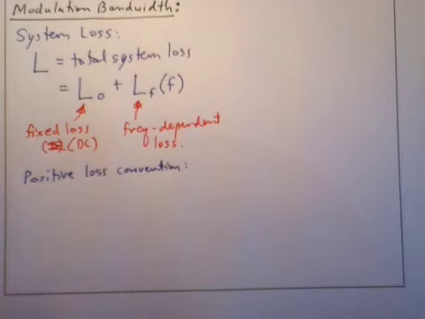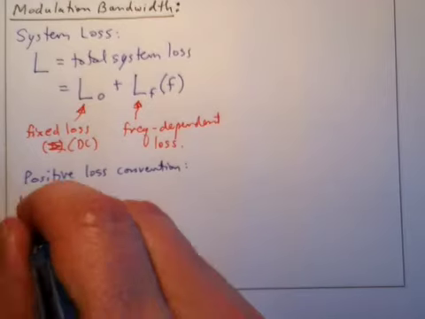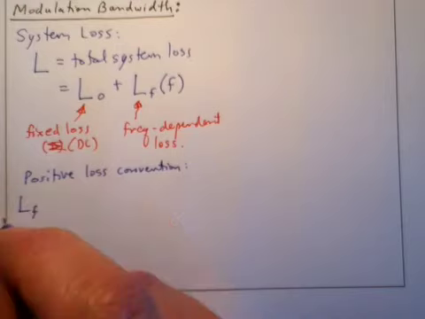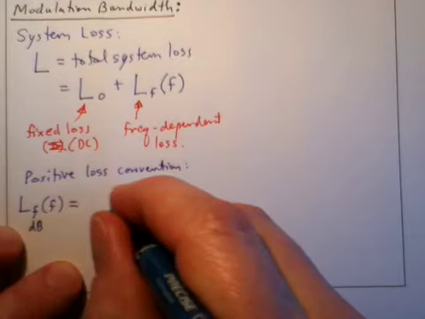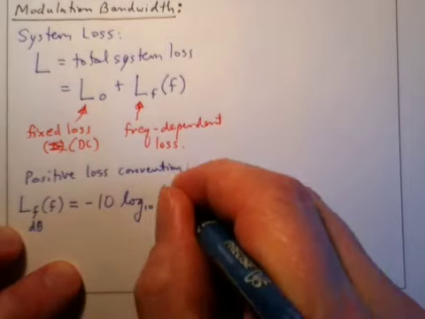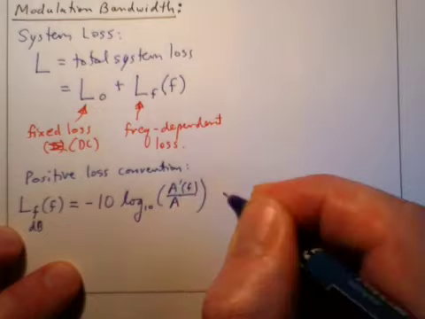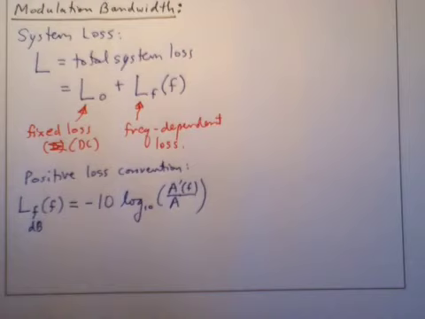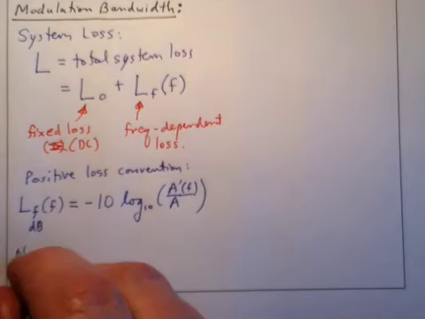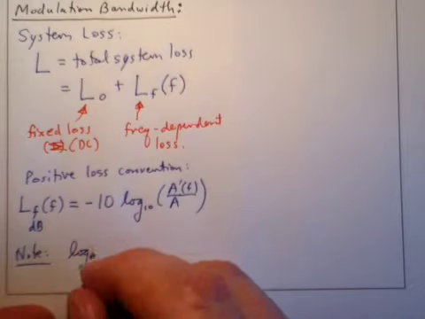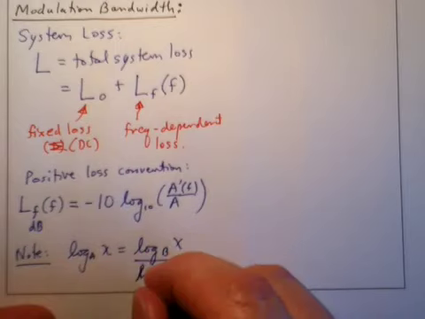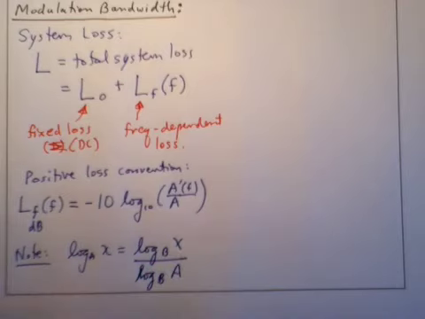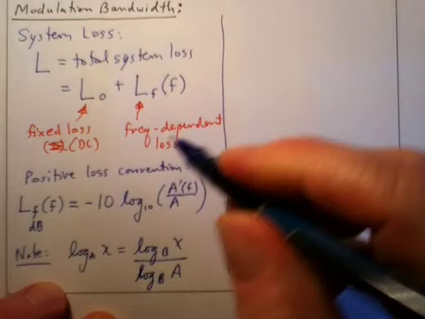so that, for example, 3 dB loss means that only half the power gets through the system, and we're going to say that the loss L f as a function of f in decibel units is equal to minus 10 log base 10 of A prime over A. Okay, and we can go ahead and make this calculation, noting that the log base a of x is equal to the log base b of x divided by the log base b of a.